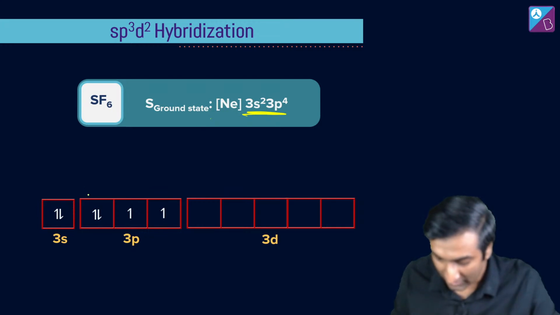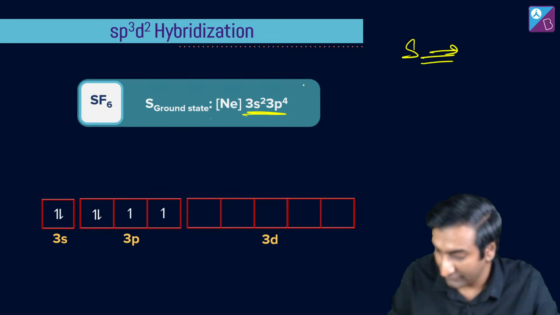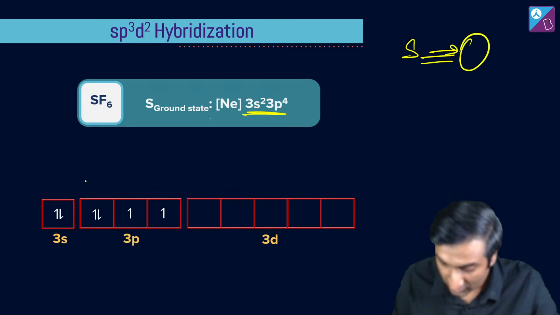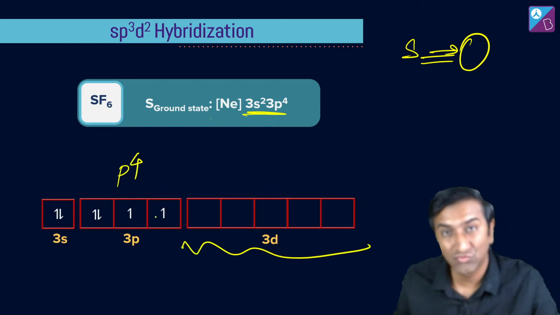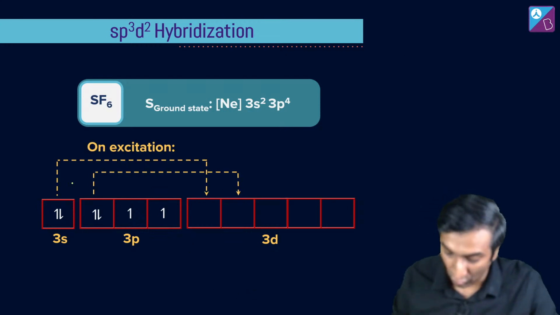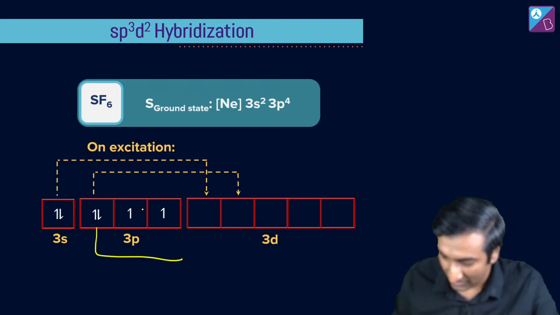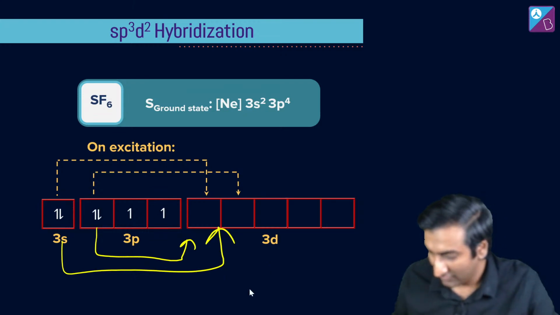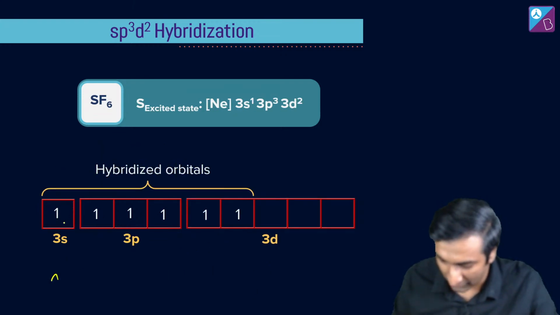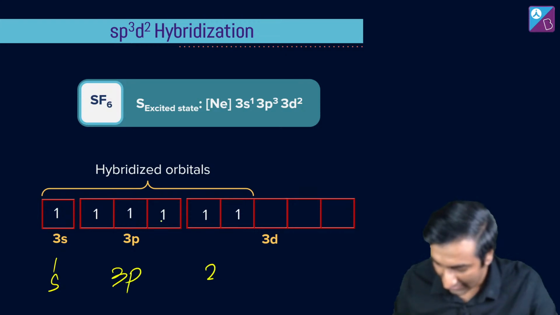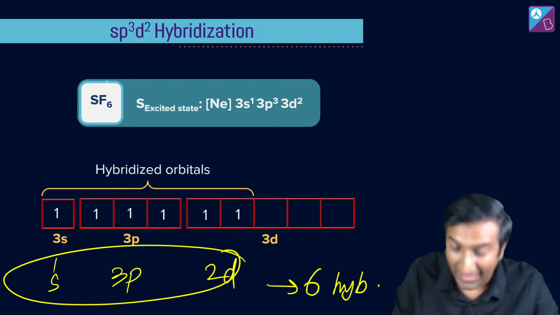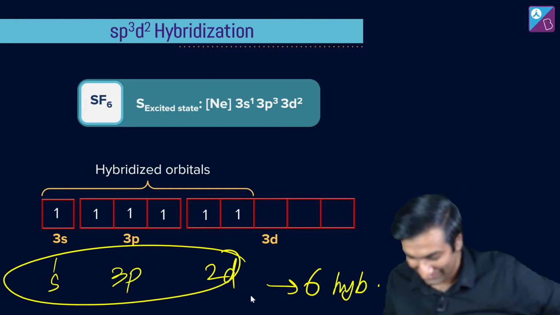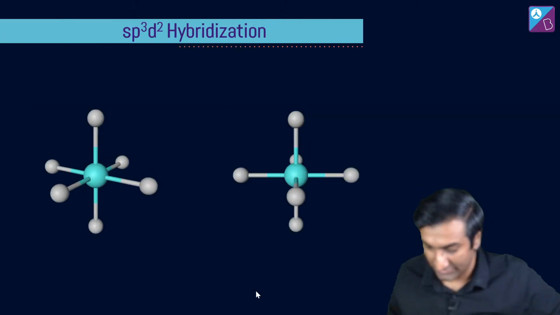Sulfur has 6 electrons. Now see how 6. This is similar to oxygen, right? Sulfur is very similar to oxygen in the sense that it has 6 electrons and it is p4 configuration. But how it's different is that it has access to 3d orbitals. Hence, the two electrons that are paired, they jump, one from p, one from d, and what you get are these beautiful orbitals: 1s, 3p, and 2d, all together giving you 6 hybridized orbitals. Which 6? sp3d2. Okay, and this is what it looks like. You see this.